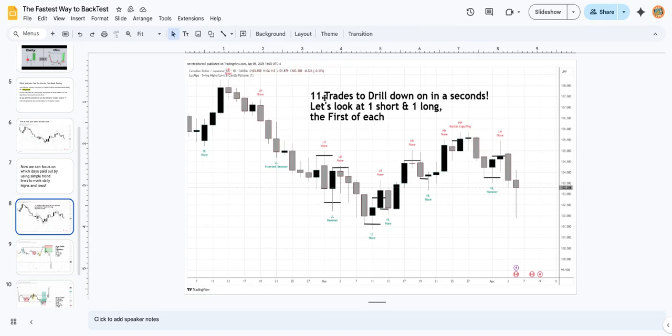So just by popping this indicator on here, we have 11 trades that we can drill down on in seconds, okay, in seconds. So all I'm going to do now is show you one example of one long trade and one short trade, because the point of this video is to get you to backtest on your own. I'm just showing you a faster way to do it, okay? This is for that dedicated 1% that really want to make trading a business, okay? This is not for passive traders, this is for the serious people.